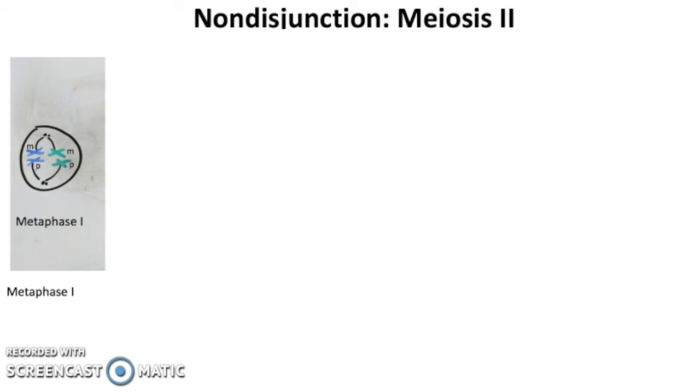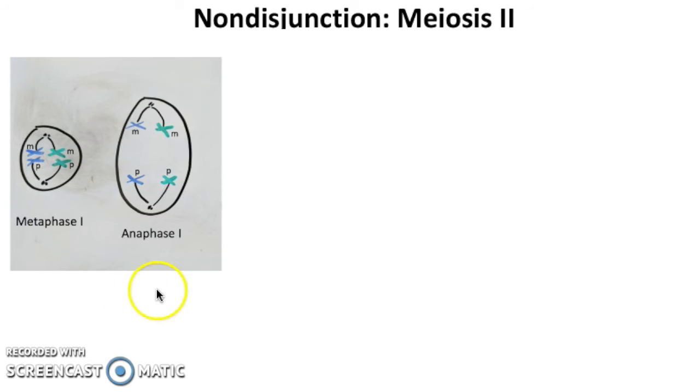Okay, now we're going to see what happens when non-disjunction takes place during the second half of meiosis, during meiosis 2, instead of during meiosis 1. So we're going to start again with our initial cell, and it has two types of chromosomes, the blue and the green, and then we have the maternal and the paternal types of each of those. And this time I lined them up so both the maternals were on the top and the paternals were on bottom, but again those could line up differently. Again, they were lined up at the metaphase plate.